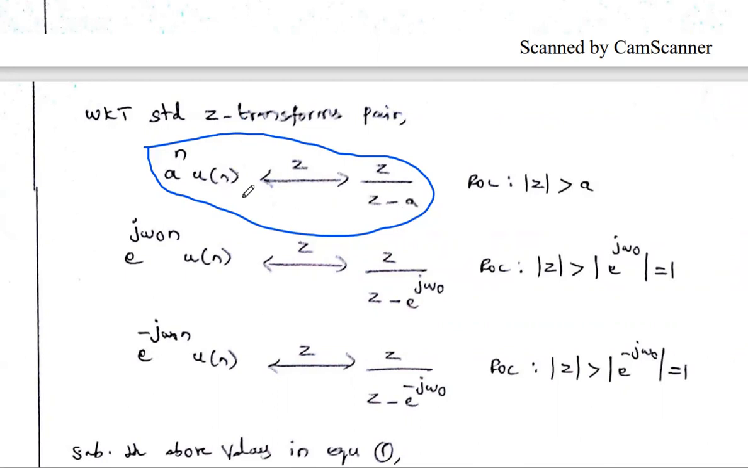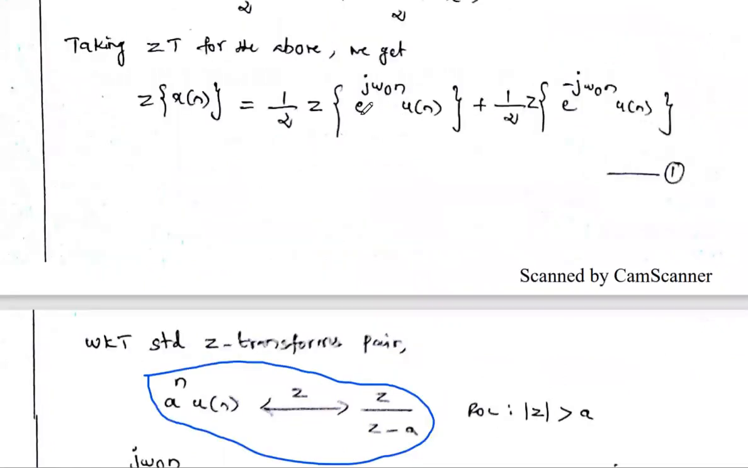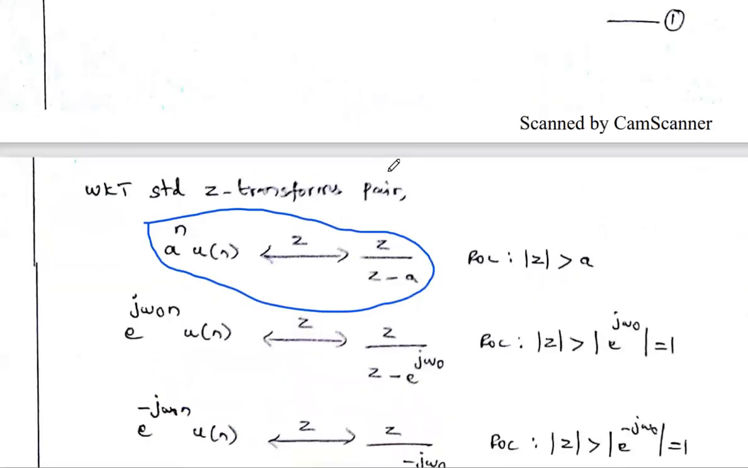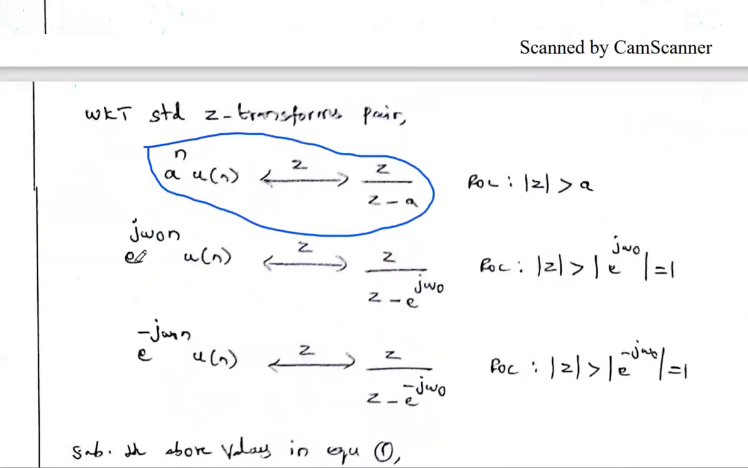Okay, so you compare this a power n u of n with our given thing. What is the given thing? We have to find the Z transform of e power j omega naught n u of n. So what is the Z transform of e power j omega naught n u of n? You see, compare these two things. In the place of a, so a power n, here this e power j omega naught to the power n can be written as e power j omega naught to the power n.